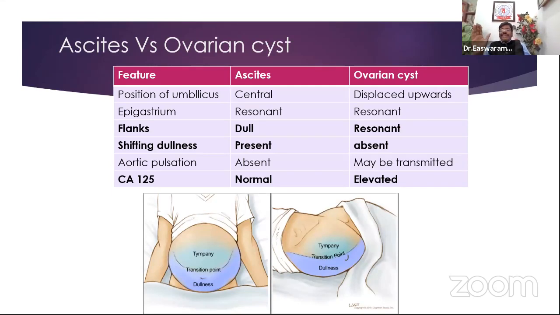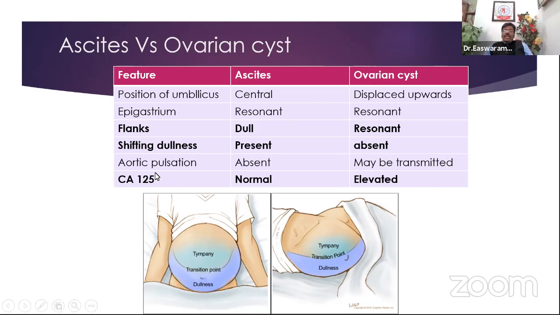Can you differentiate clinically an ovarian cyst from ascites? Because both are fluid filled. An ovarian cyst is, of course, a bag of fluid. Here it is the peritoneal cavity with the fluid. Yes, to some extent you will be able to do so clinically. This is the way. For example, the position of the umbilicus: in ascites, not much change. In ovarian cyst, Tanyol sign, because the ovarian cyst pushes the umbilicus upwards. And then the epigastrium will be resonant in both. Flanks are usually dull in the case of ascites, whereas here the dullness is mainly in the center, whereas the loins will be resonant as far as ovarian cysts are concerned.